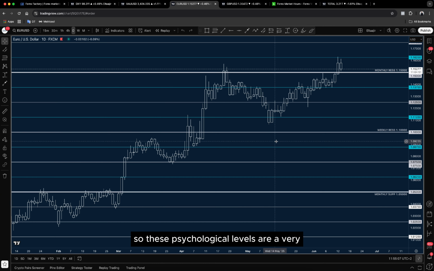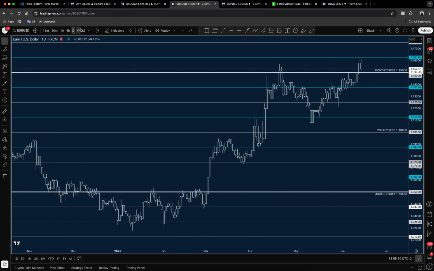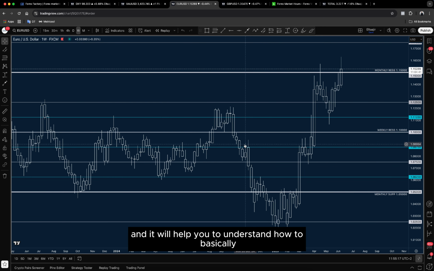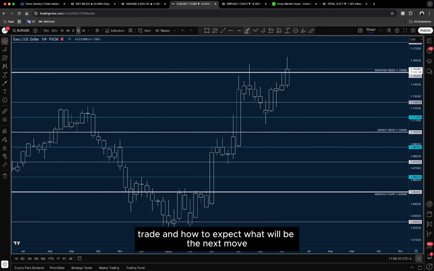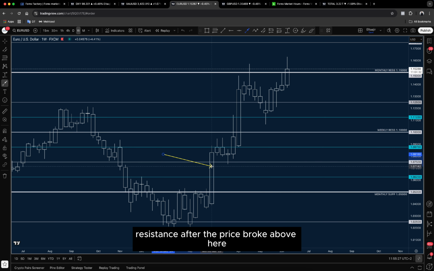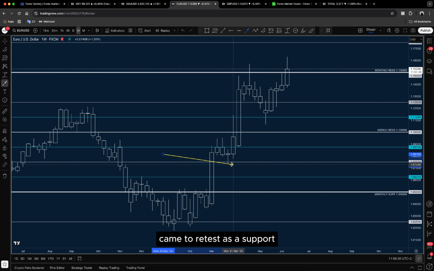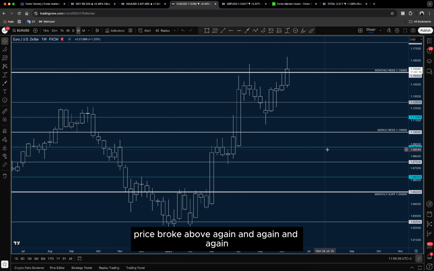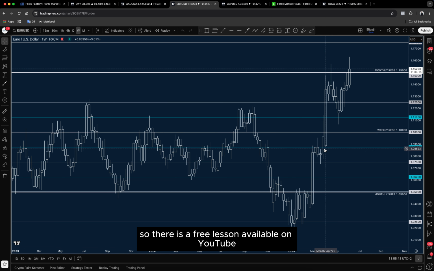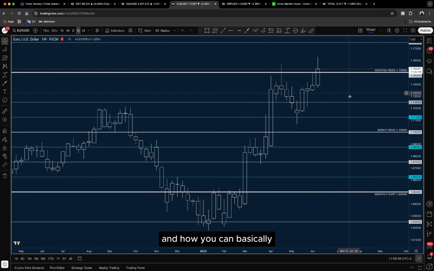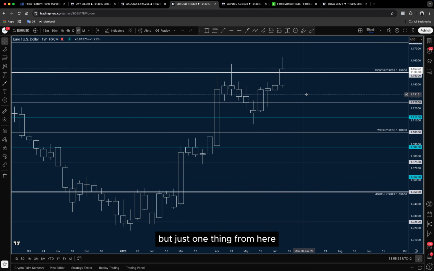These psychological levels are very important and powerful levels which you can have on your chart across different time frames, and they will help you understand how to trade and what to expect as the next move. You can see price broke above here, support, resistance. After the price broke above here, it came to retest as a support. Price broke here, you can see it found resistance, etc. Price broke above again and again. So there is a free lesson available on YouTube on how you can find these psychological levels and how you can have them on your chart.